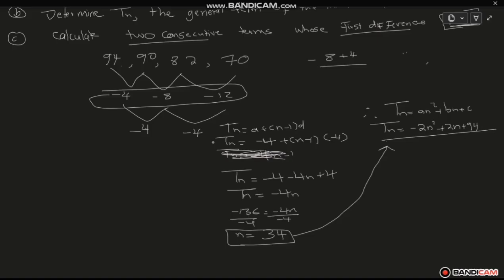Then you take that 34 and substitute it where there's Tn of the quadratic pattern. Therefore, T34 equals negative 2, where there's n you put 34 squared, plus 2 times 34, plus 94. Then you write the answer. T34 equals, just use your calculator here.